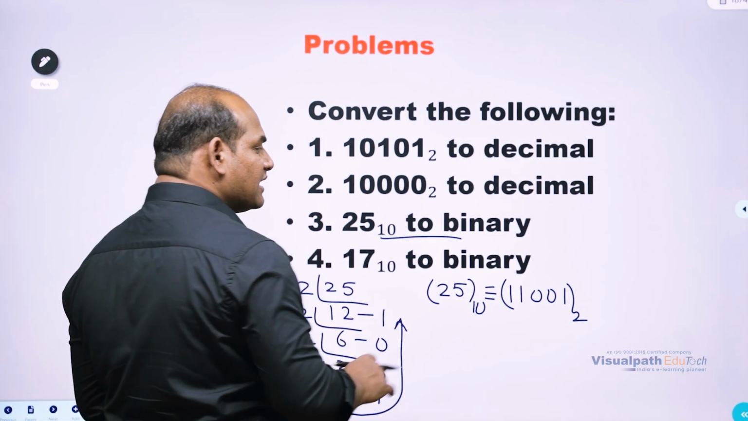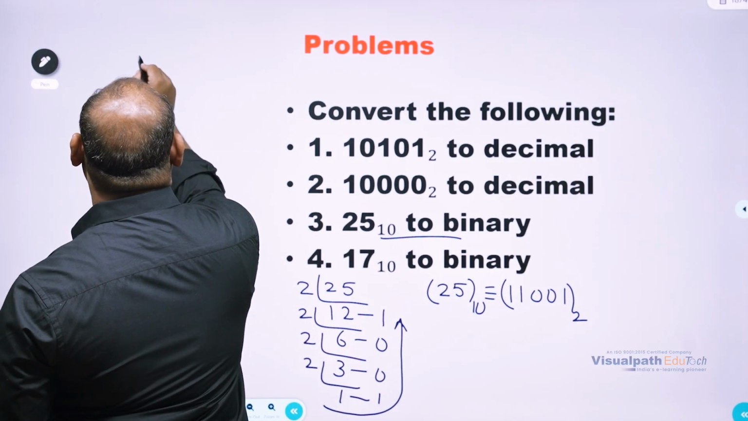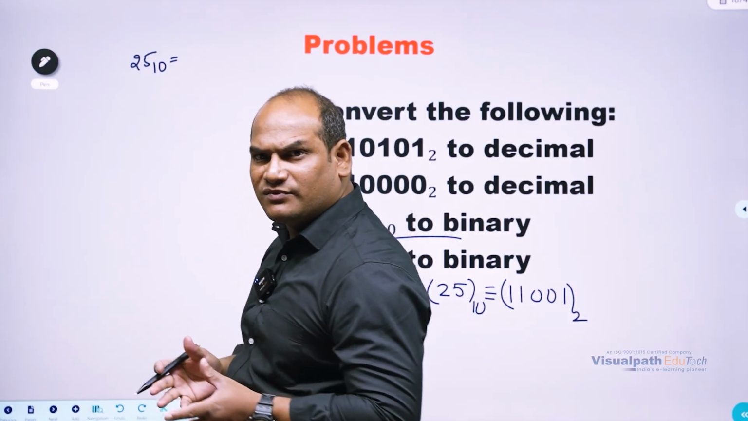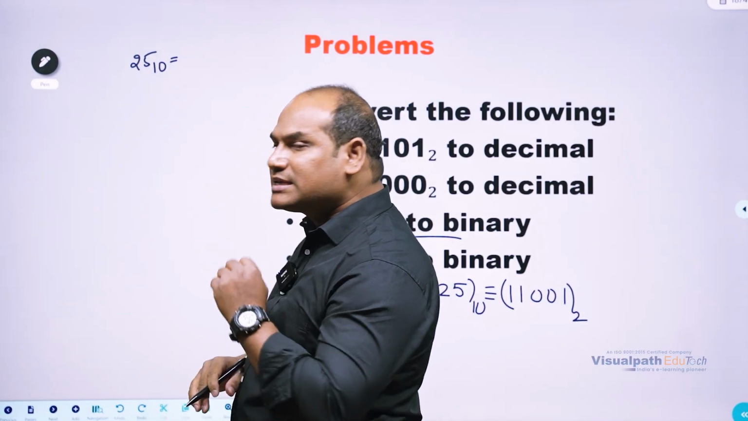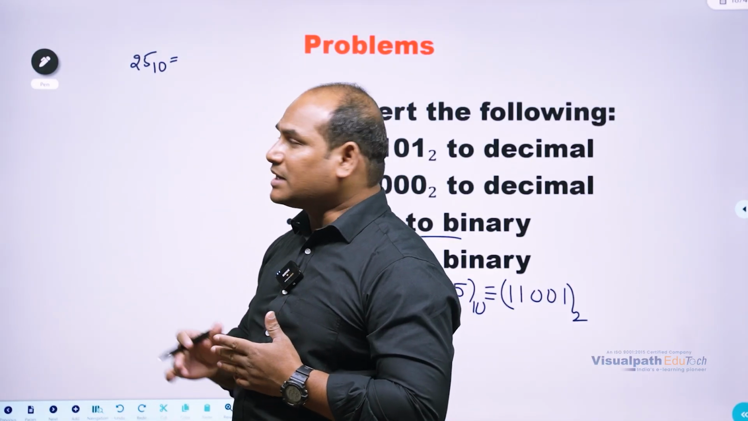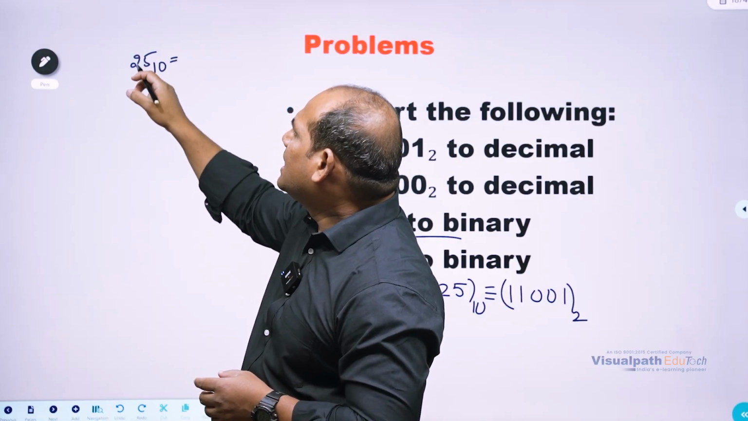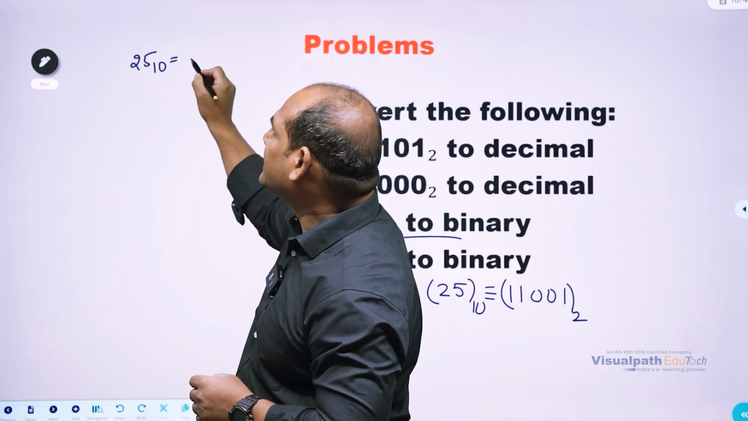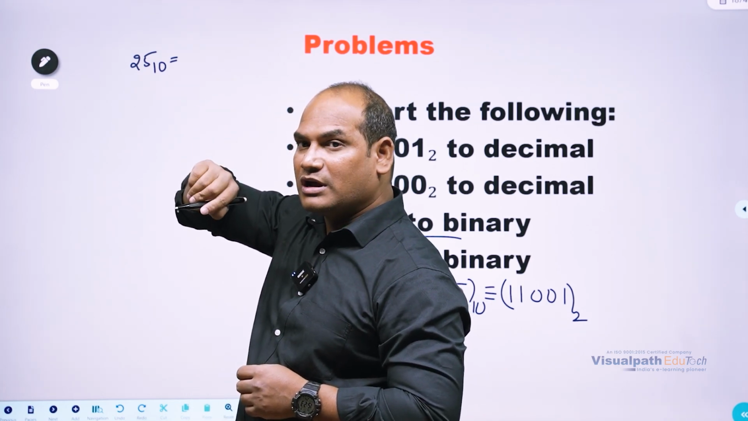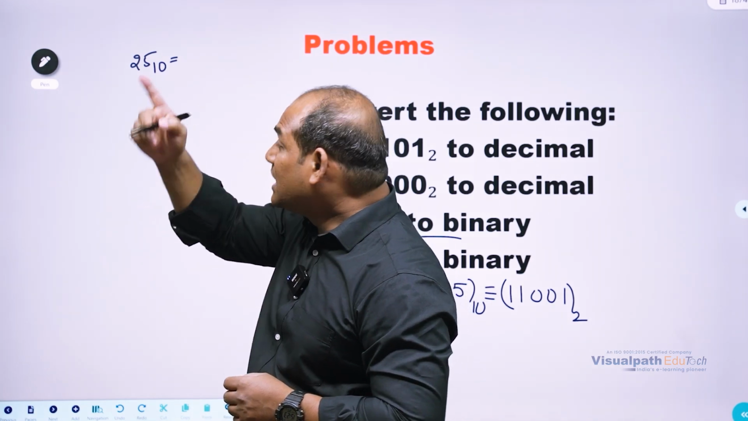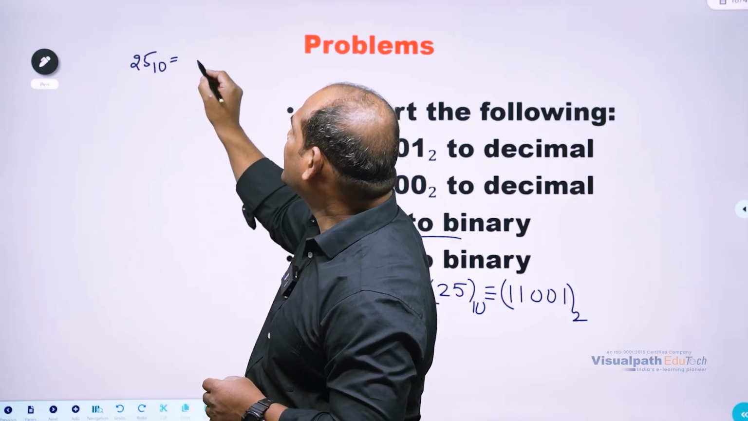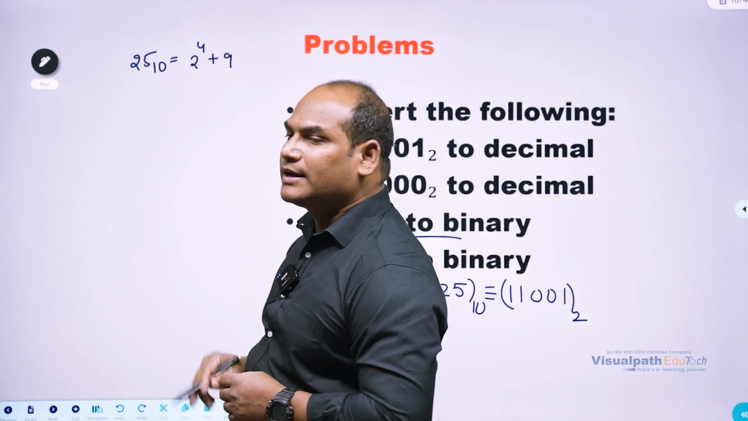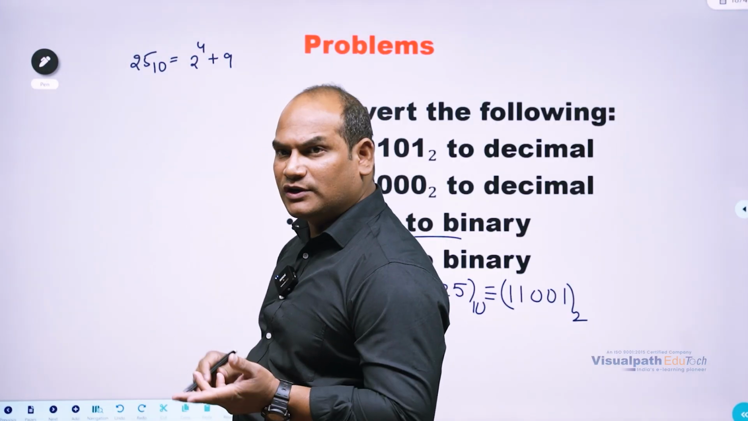One more method I will tell here to solve this. As per our previous discussion, you can write this as a sum of two numbers. One number is related to 2 power n. That means the nearest value to this 25 which is a power of 2 is 16, because 16 is 2 power 4. If you take 2 power 5, that is 32, which is larger than this one. That's why I am taking 2 power 4, that is 16. Then 16 plus 9, which is equivalent to 25.